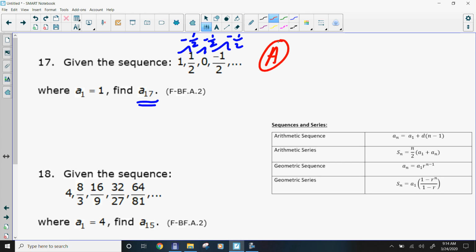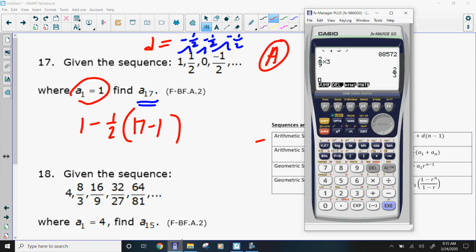For an arithmetic sequence, if I want to find the 17th number, I'm going to use the first number, which is right here. So I'm going to use 1. Then it says to add the common difference. This right here is d. So it's going to be minus 1 half. And I want the 17th number, so it's going to be 17 minus 1. And that all goes in the calculator.